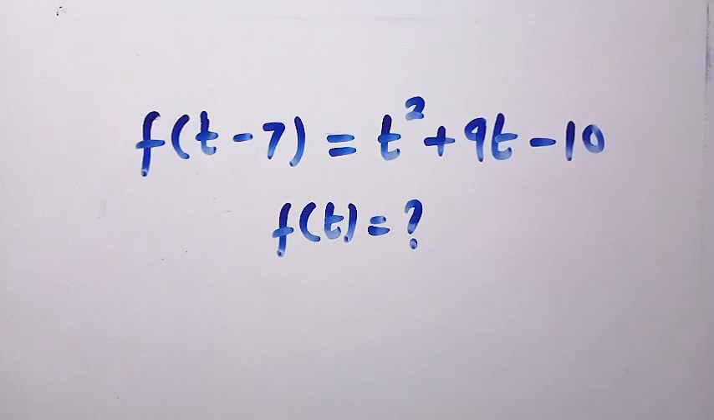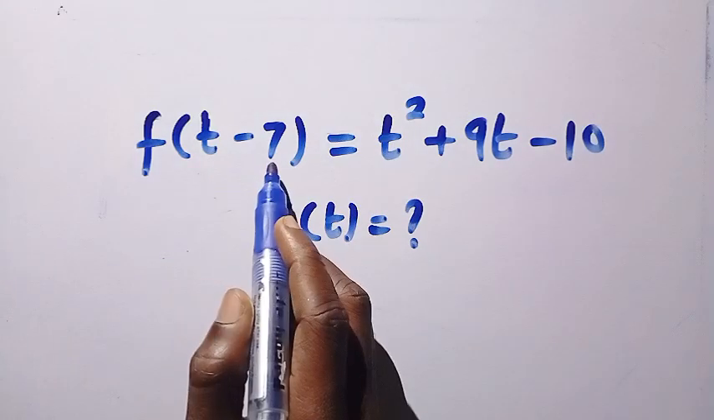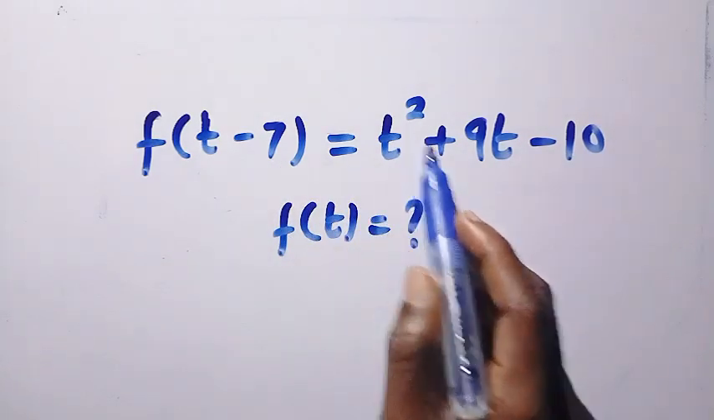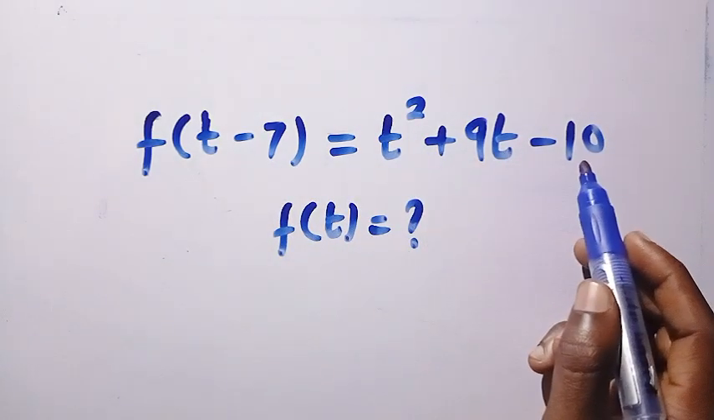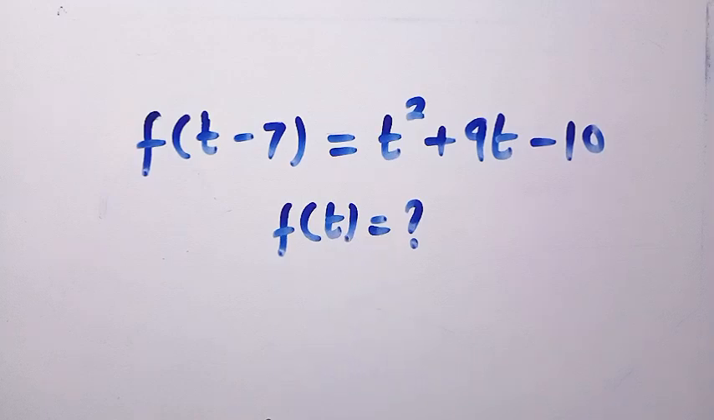How to solve these nice functional equations. I'll be solving two different questions in this video. So here is the first one: f of t minus 7 equals t squared plus 9t minus 10. And what is f of t only?